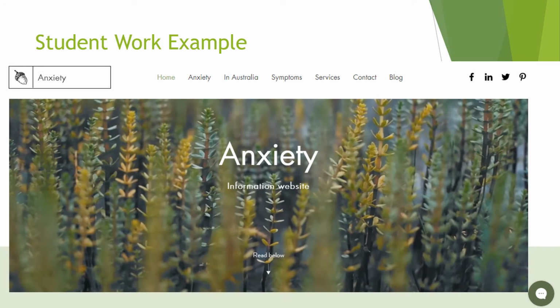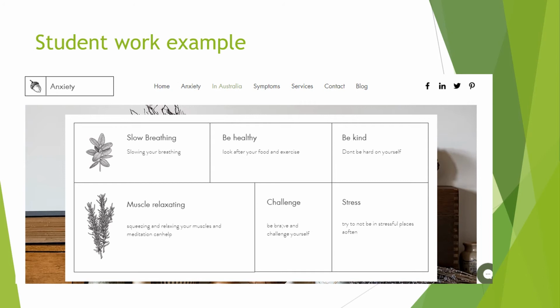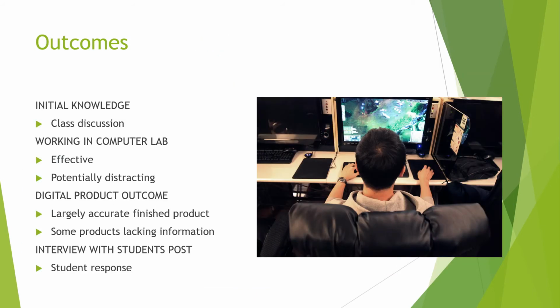This is a student work example. The Wix website creates a very professional looking website very easily with their templates, which I found motivated the students even further when they saw that their product was looking so good. The feedback from them was that they wanted more time to make the website complete and finished looking. That's one for anxiety.